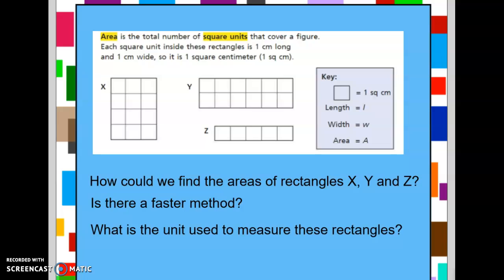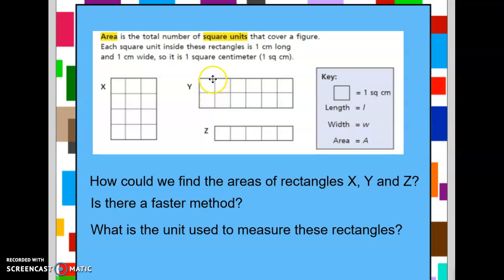So, definition right out of your student activity book. Area is the total number of square units. That is so important. We are measuring square units that cover a figure. In today's lesson, it will be rectangles. Each square unit inside these rectangles is 1 centimeter long and 1 centimeter wide. So it is 1 square centimeter, because if I have 1 centimeter long and 1 wide, it forms a square.